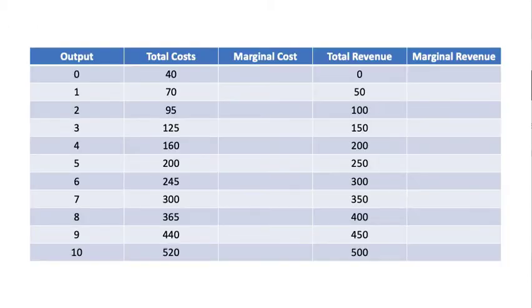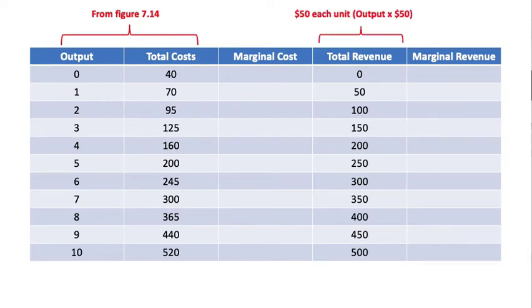Our chart should look something like this. So we will have an output column, a total cost column, a marginal cost column, a total revenue column, and a marginal revenue column. The output and total cost section was given to you straight from figure 7.14, so if you copy that straight out, that should be fine. And the total revenue comes from them telling us that each unit is sold for $50, so that column is just the output times 50. So 0 times 50 is 0, and 10 times 50 is 500, and so on and so forth.